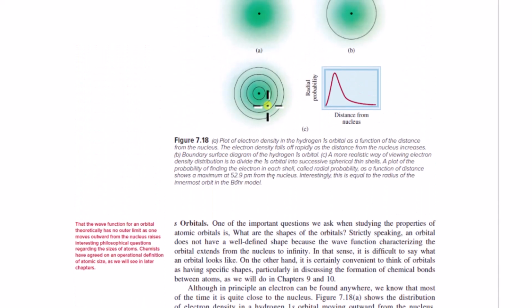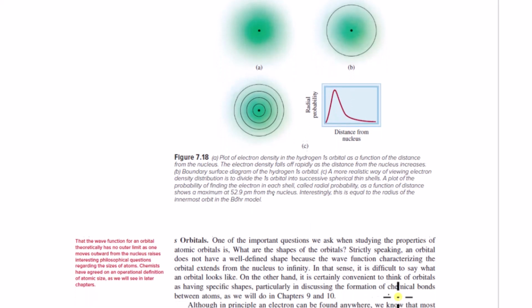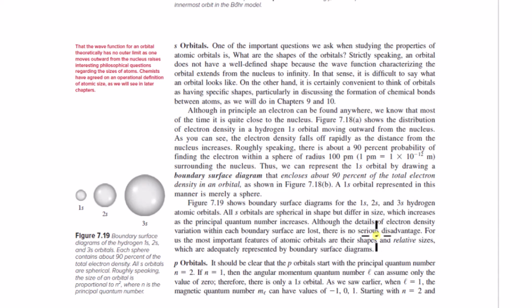If we come back here, that's what I'm talking about. It's not necessarily some linear distribution of electron density within the 90% boundary surface. You have to look at it specifically. It could be something like this. But although we're not aware of that in general chemistry, it says it's not a serious disadvantage. For us, the most important features of atomic orbitals are their shapes and relative sizes, which are adequately represented by boundary surface diagrams. Their shapes and their relative sizes, that's what we need to be aware of in general chemistry.